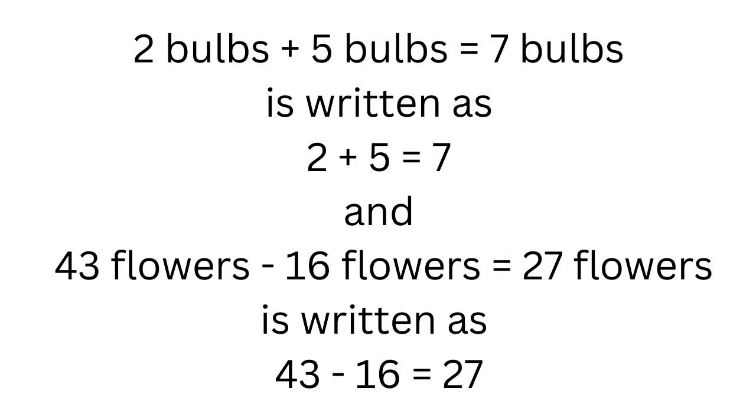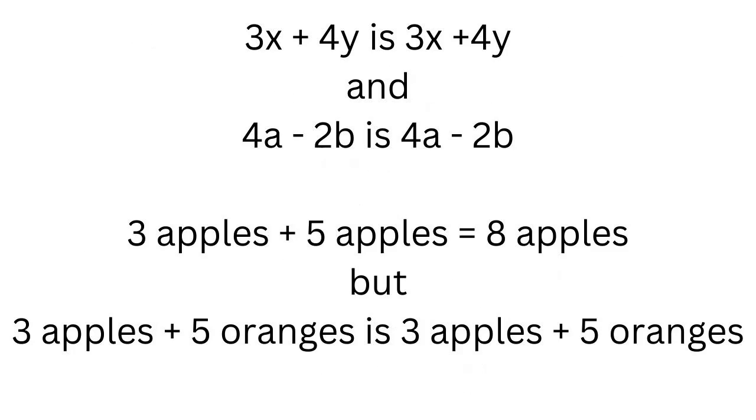If you add or subtract different items, then your answer will have to mention each item. 3x plus 4y is 3x plus 4y. 4a minus 2b is 4a minus 2b. Where x, y, a, and b refer to random items like apples, grapes, houses.